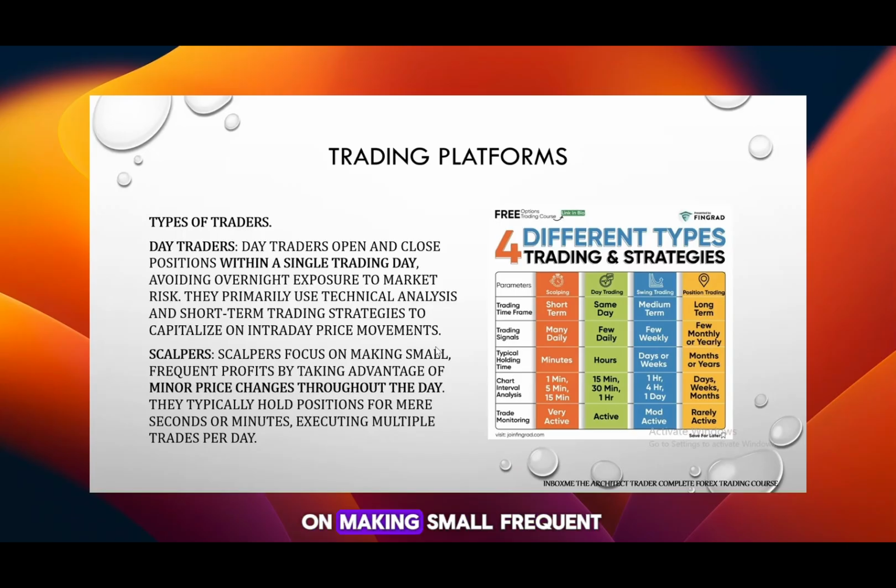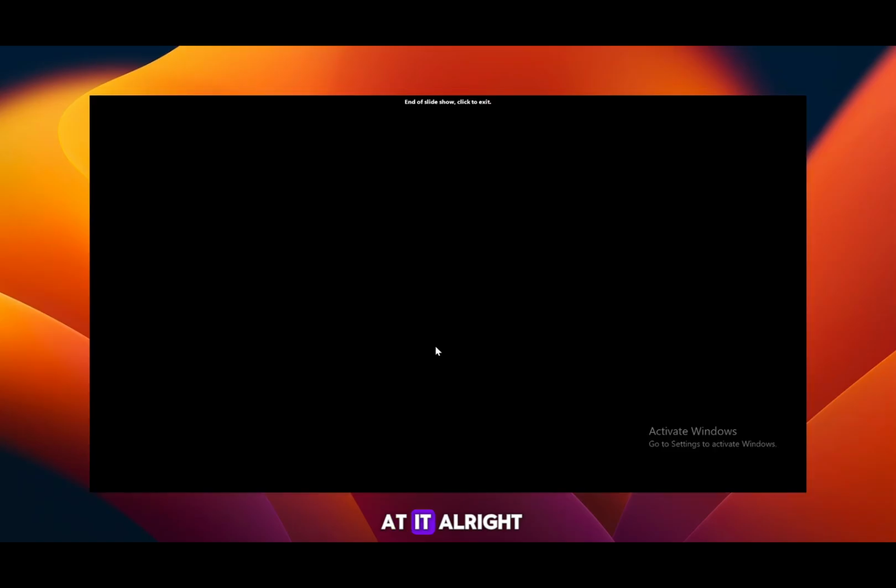Then scalpers. This one they focus on making small frequent profits. Right? Small 5 pip move, 10 pip move is very very important to them. So they're always on the chart and they can't be away because they have to catch this move, and it's always a very tight spot to be a scalper, but people are still good at it. All right, that's the end of the slide.